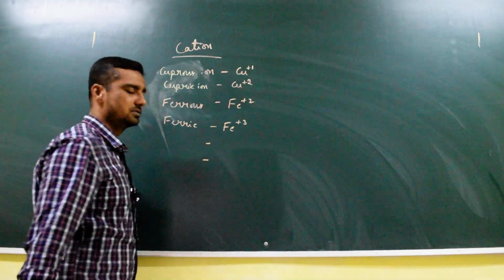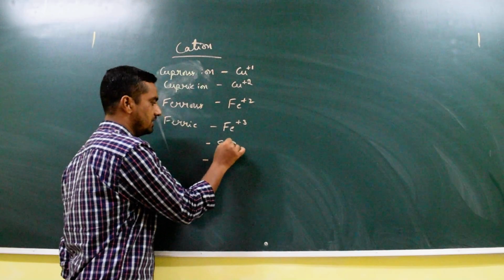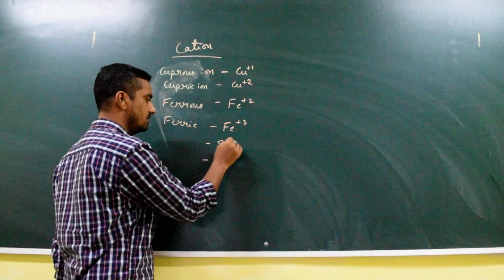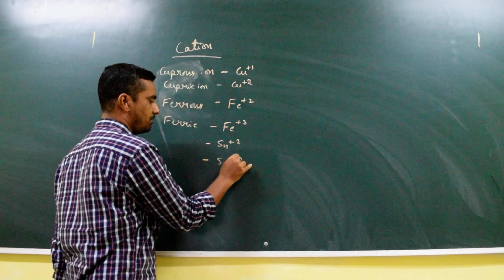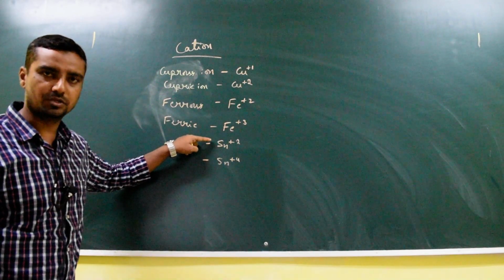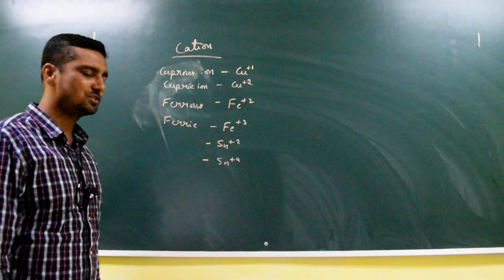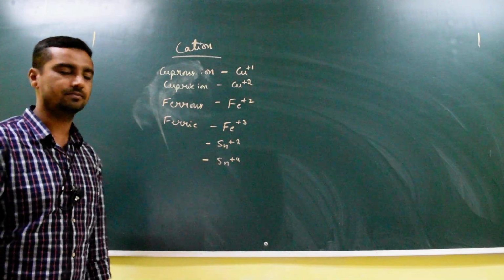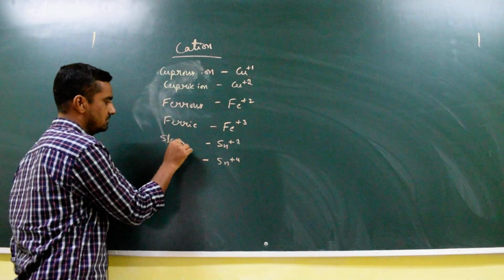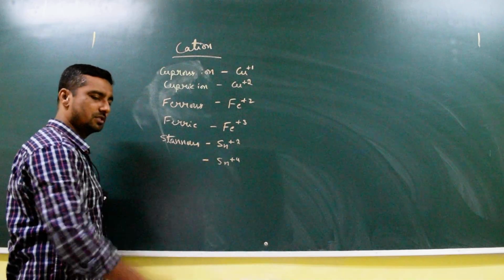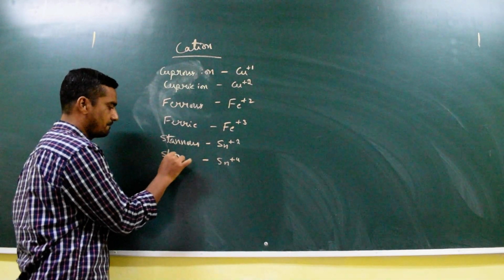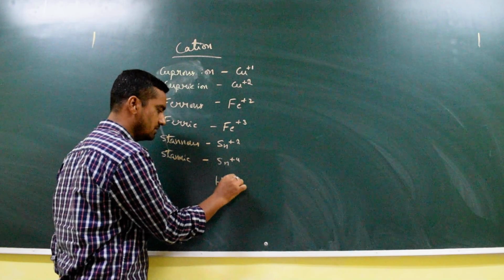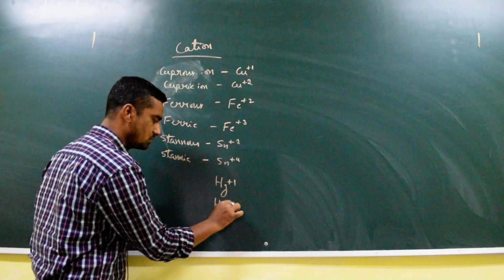Now come to stannous. The symbol for tin is Sn. So Sn is +2 here, and Sn is +4 there, right? We should remember the oxidation states: Sn+2 and Sn+4. Which one is lower? Obviously +2 is lower, so it ends with -us. Stannous ion, right? The higher oxidation state ends with -ic: stannic ion, right?